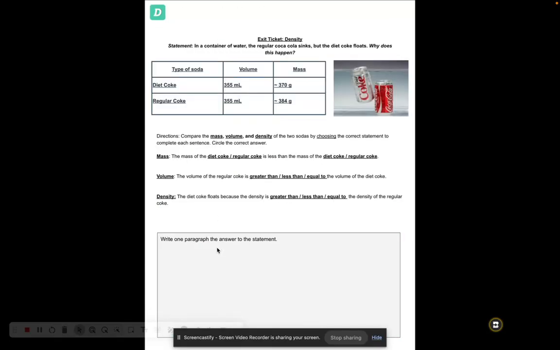Now, what I want you to do at the last part in here, it says write one paragraph, the answer to the statement. The statement is this, okay? Why does this happen? Why is it that the Coke sinks and the Diet Coke floats? So you're going to use here what's going on with the mass, volume, and density. Which one is greater? Which one is less? And why do you think is that? Remember, any object whose density is above 1 is going to sink. Any object whose density is less than 1 is going to float.